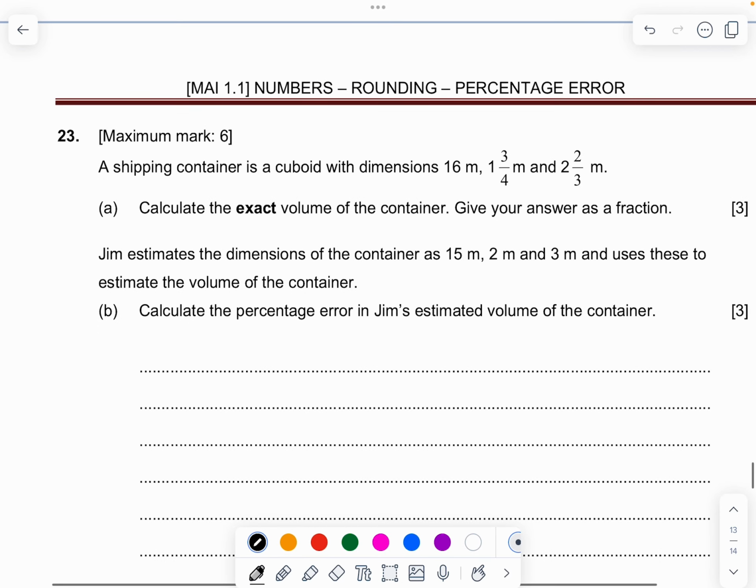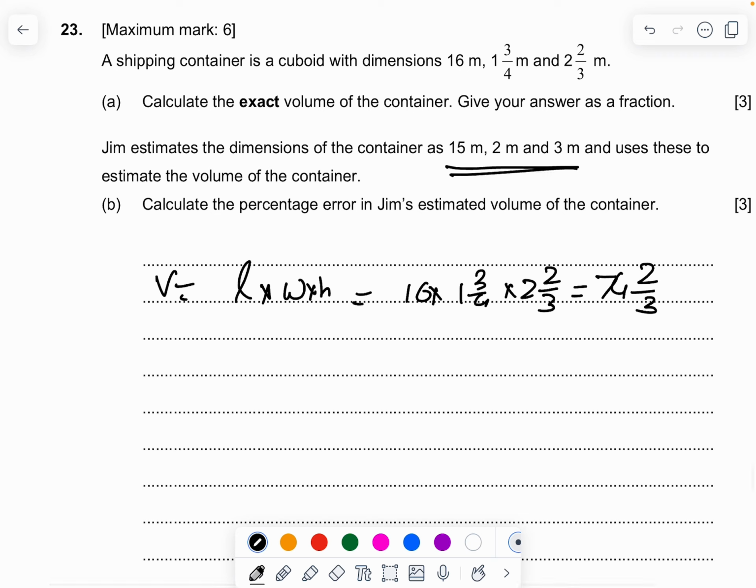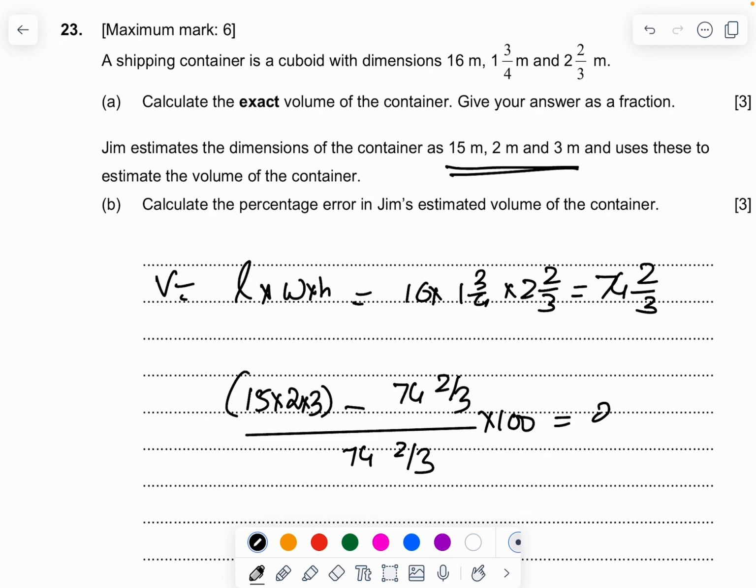Question number 23. Calculate the exact volume. Volume is nothing but what? Length times width times height. So 16 times 1 3 upon 4 times 2 2 upon 3, which is 74 2 upon 3. Now calculate the percentage error. So when he is doing it on 15 times 2 times 3, minus the original value 74 2 upon 3, divided by the original value 74 2 upon 3, times 100, which is 20.5.